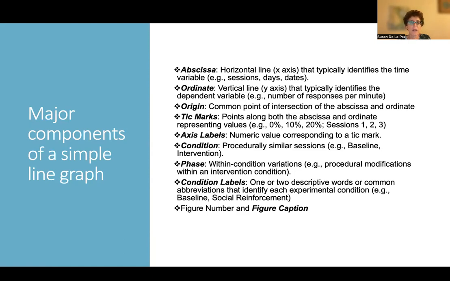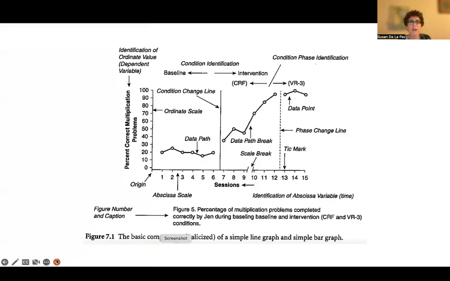And then you need your condition labels, which means you're basically labeling the graph. And then you have a figure number and a figure caption. It's all very tedious, right? These are the different things. Now let's just look at it. It's a lot simpler to look at it. So basically, these things are labeled.